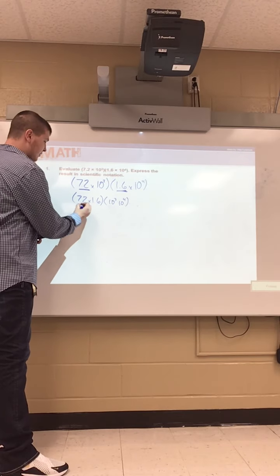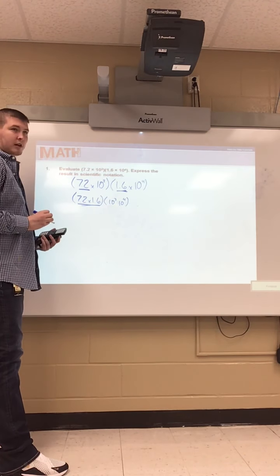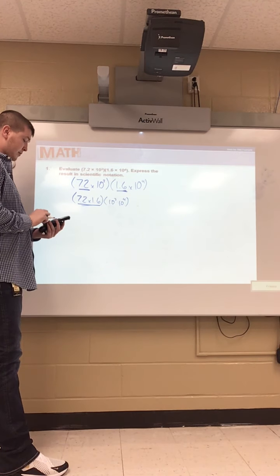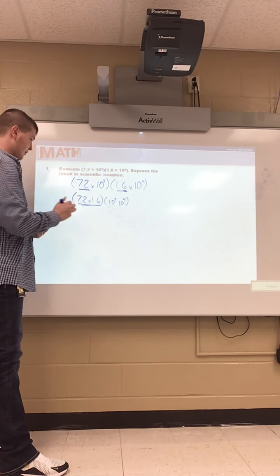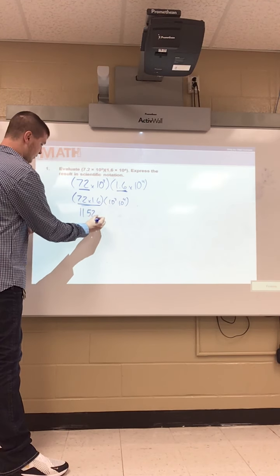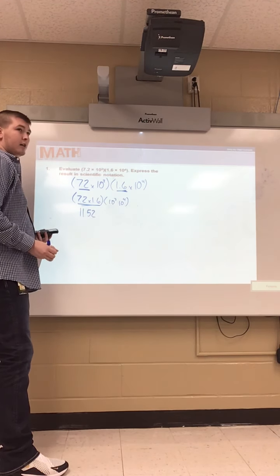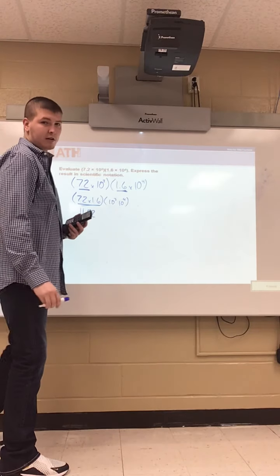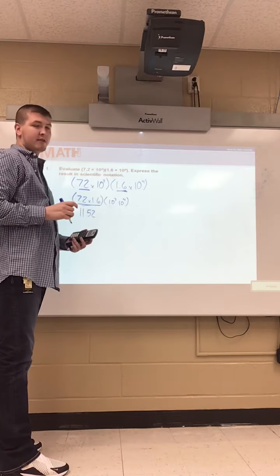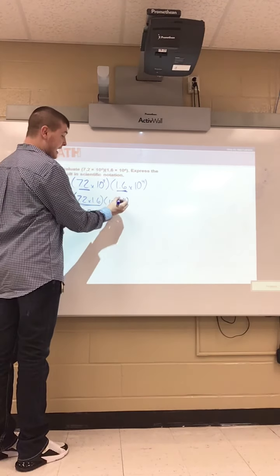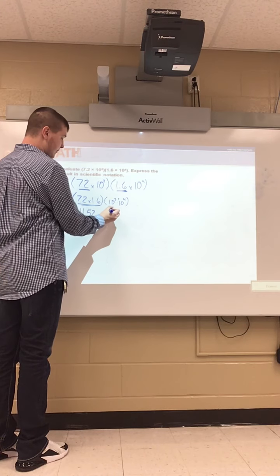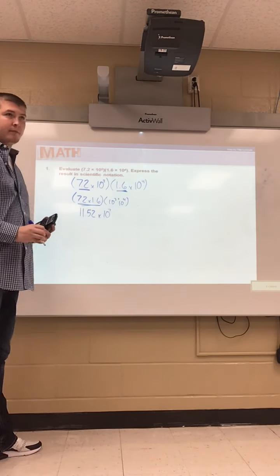So with this, you're just going to multiply like normal. So you have 7.2 times 1.6 on your calculator. You get 11.52. And then this is what we've been doing since the beginning. So 10 to the third times 10 to the fourth, they have the same base, so we just have to add the exponents. So it's times 10 to the seventh.